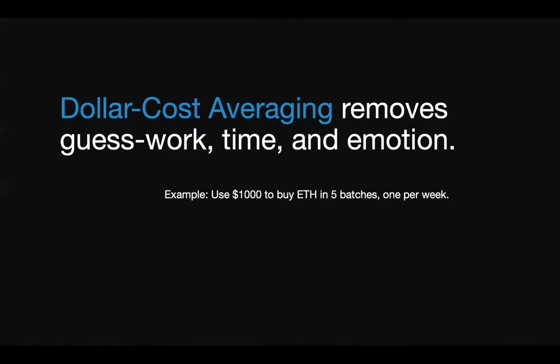So one way to solve for this is to use a strategy called dollar cost averaging, which essentially removes the guesswork, time, and emotion of trading by allowing you to distribute your capital in equal increments over a constant time to average out the volatile movements. So for example, you could say use $1,000 to buy Ether in 5 batches, 1 time per week, no matter what the price is at the same time.